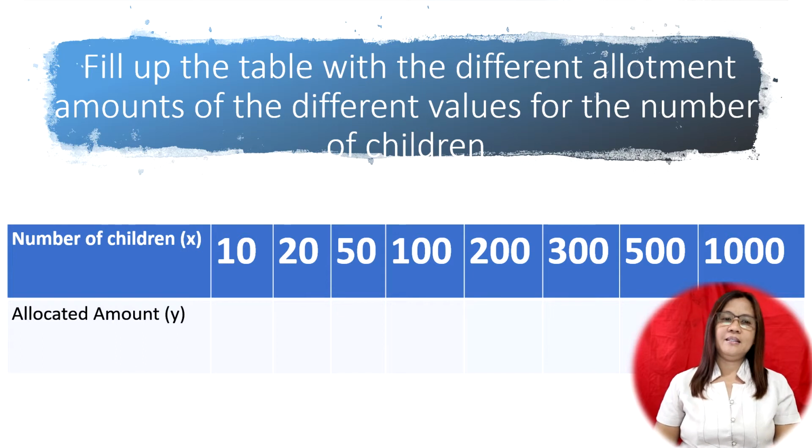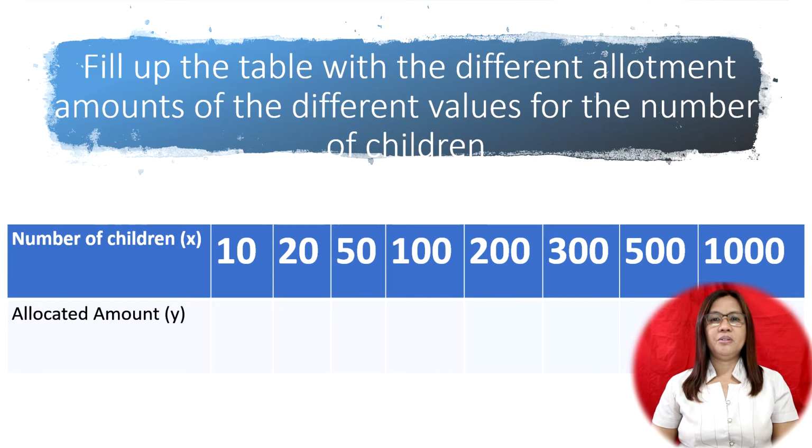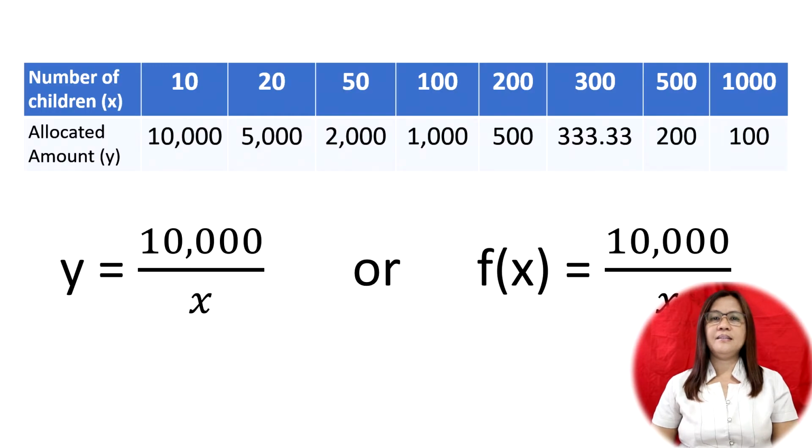How did you get 10,000 if there are 10 children in the barangay? Correct. You divide 100,000 pesos by 10. Or, to get the allotted amount, y is equal to 100,000 over x, which is the number of children. Or since y is a function of x, f of x is equal to 100,000 over x.